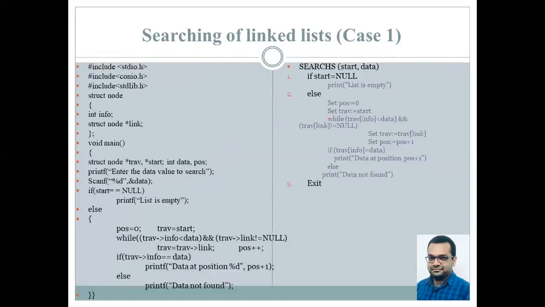This is the conversion to the C program. This is our structure declaration. These are the pointers and the data type declarations. We prompt the user to provide the data value to be searched, and we perform these checks. If the start value is null, we simply print that the list is empty. Else we initialize position and traversal to the start. These are the checks in the while loop. Until these checks are true, we keep on incrementing the traversal and the position. In case we exit out of the while loop, we check if we have found the data. Then we simply print the data is at which position, or we print the data has not been found.